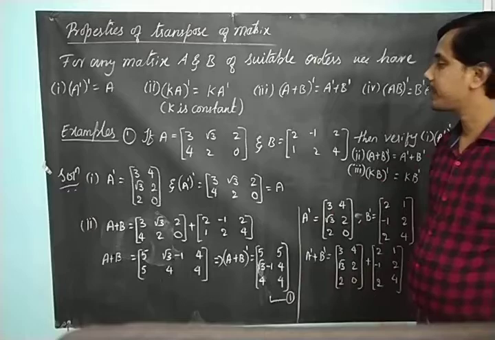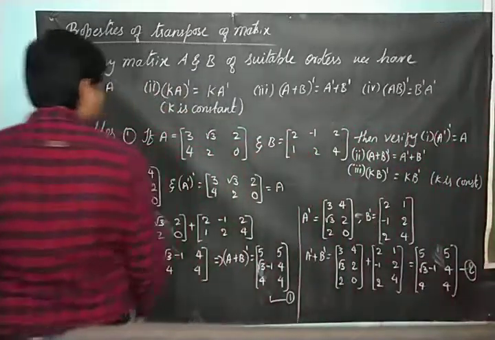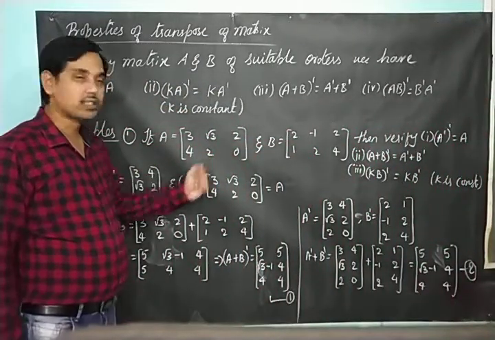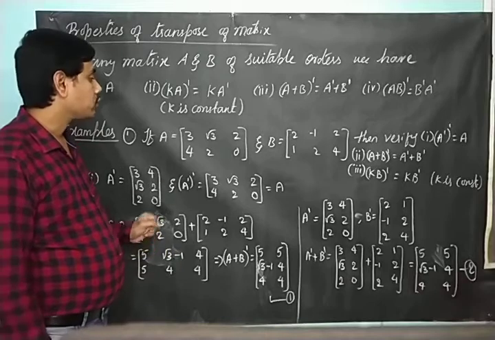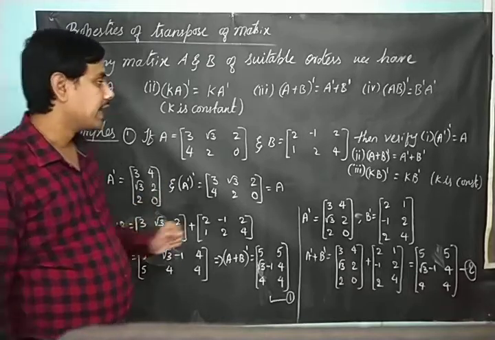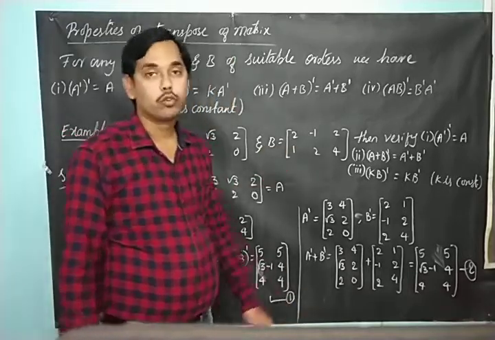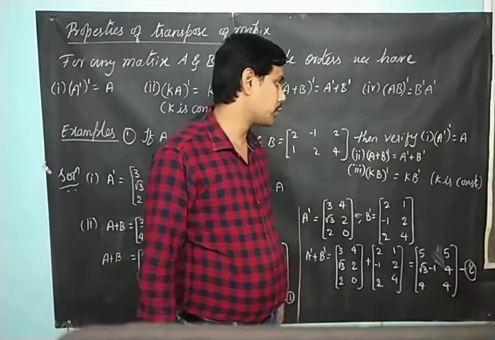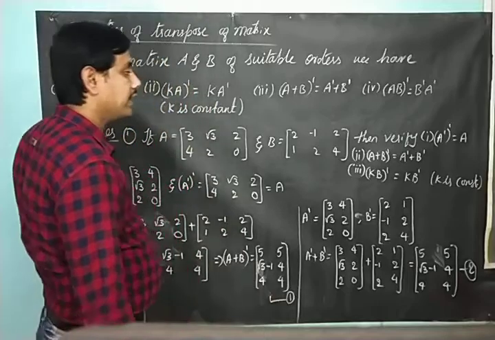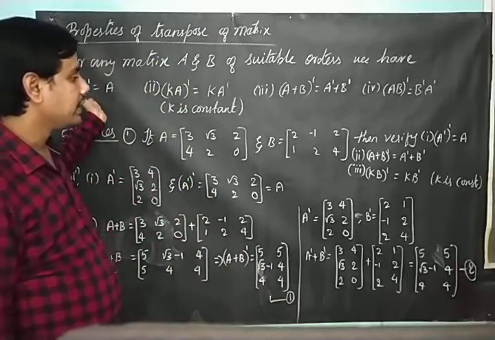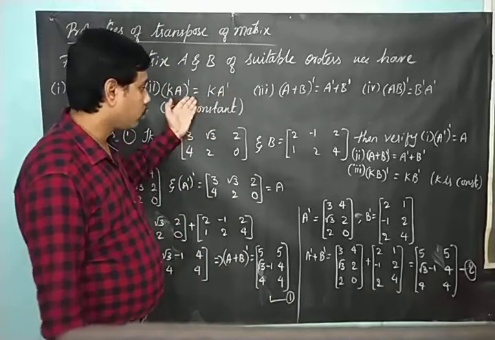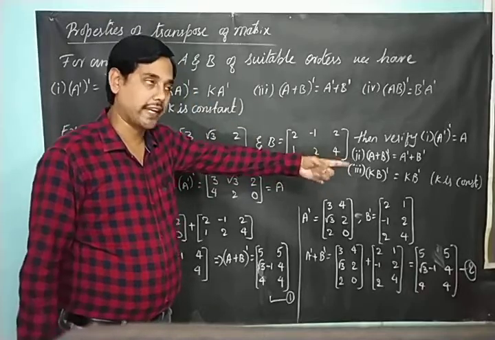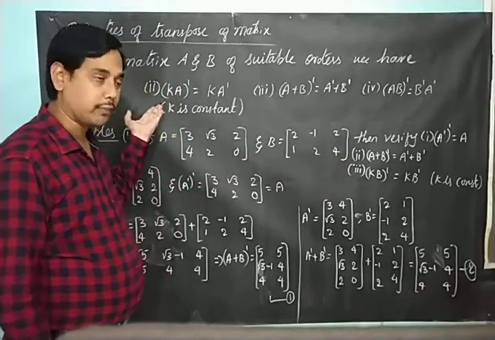Let us take an example. So what is A here? A is a 2 cross 3 matrix. And B is also a 2 cross 3 matrix. Then we should verify A transpose whole transpose is equal to A. That is property 1. Then we should verify property 2, that is K into A whole transpose equals K into A transpose.